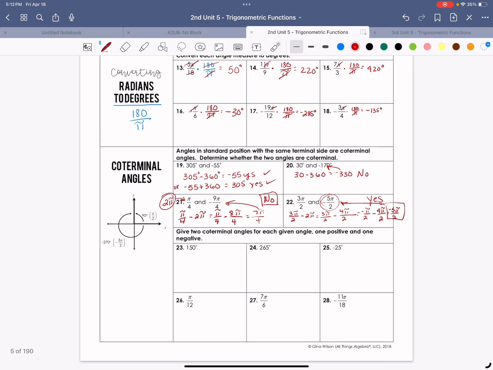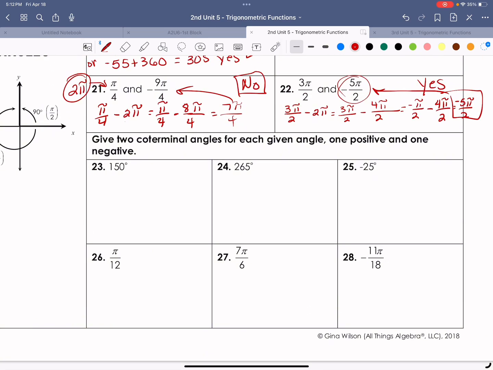Okay, it's a little bit easier to understand down here in these next problems because you are going to be creating the coterminal angles for each given angle. And it wants you to find one positive and one negative. So what we're going to do is add 360 and subtract 360, or add 2 pi and subtract 2 pi. So let's take 150 and add 360. That gives you 510 degrees.